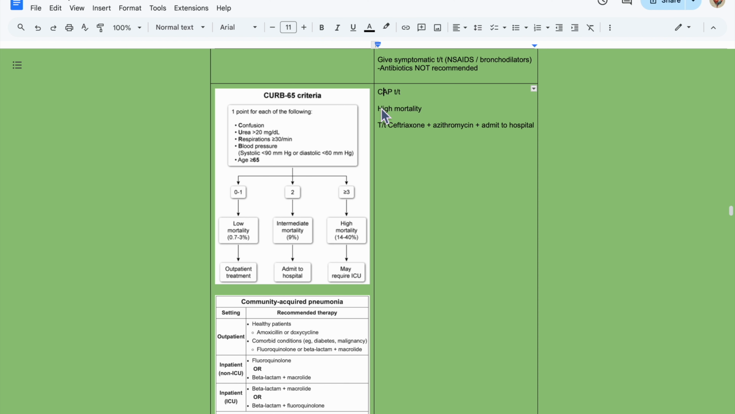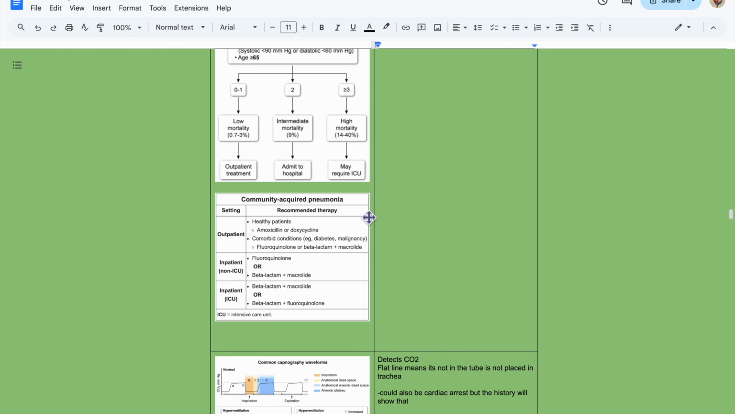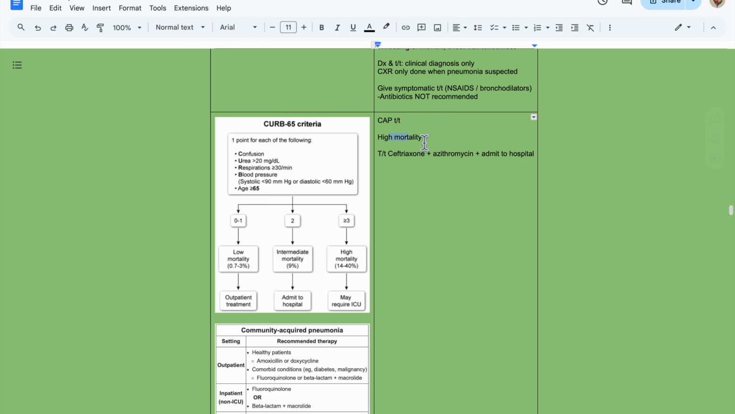Okay, so community acquired pneumonia treatment, high mortality. For this one, you treat with ceftriaxone and azithromycin, again beta-lactam and macrolide, and admit to hospital.